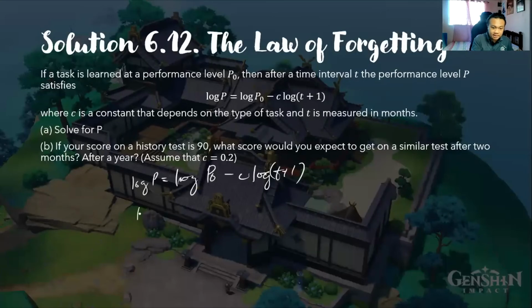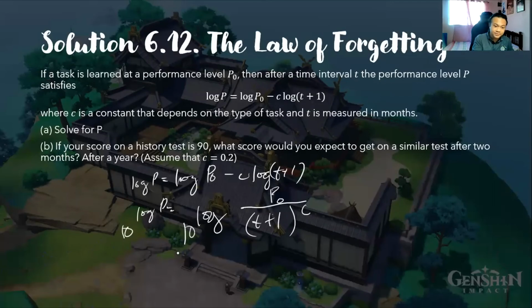So if we solve for P, that's the logarithm of P over P0 equals negative C log of T plus 1. Let's combine these. So that's P over P0, equals T plus 1 raised to negative C. Then if you take the logarithm of both sides, you raise it to 10, because it is logarithm base 10, so you are left with P. That's the answer.